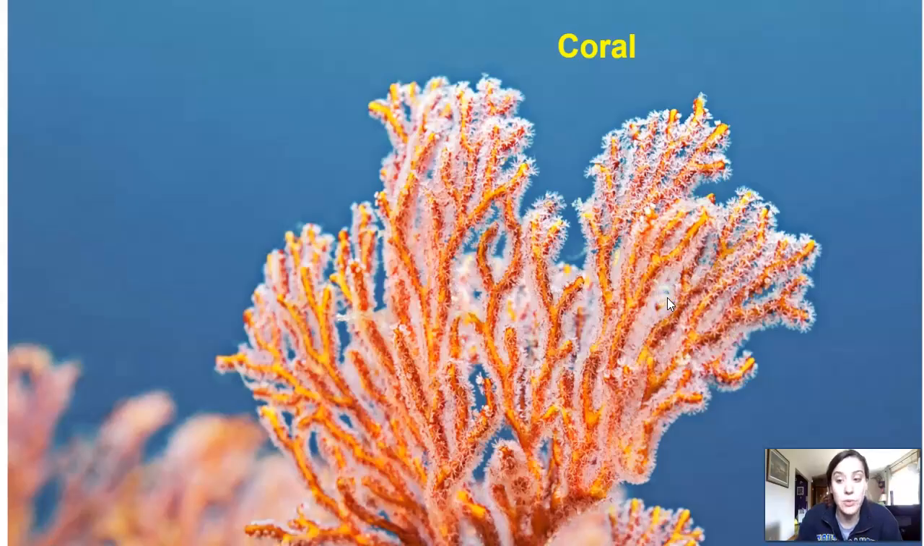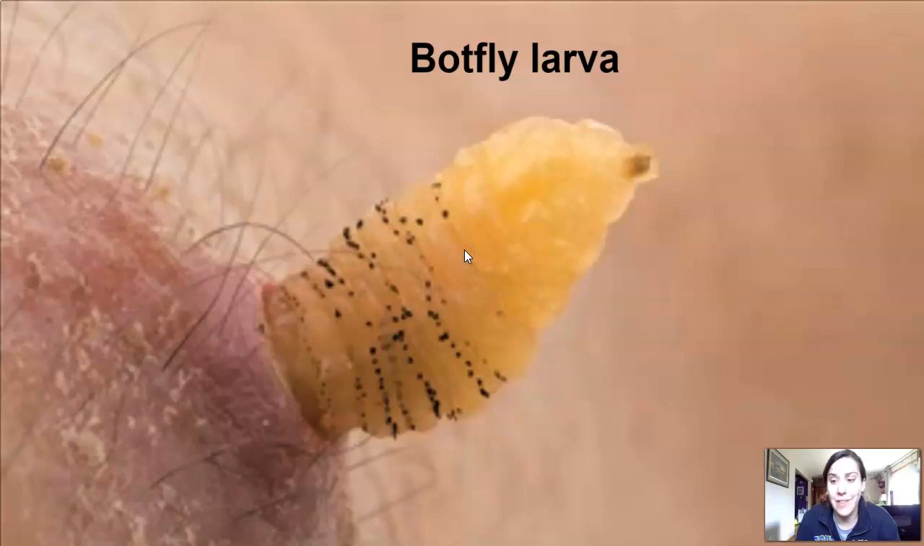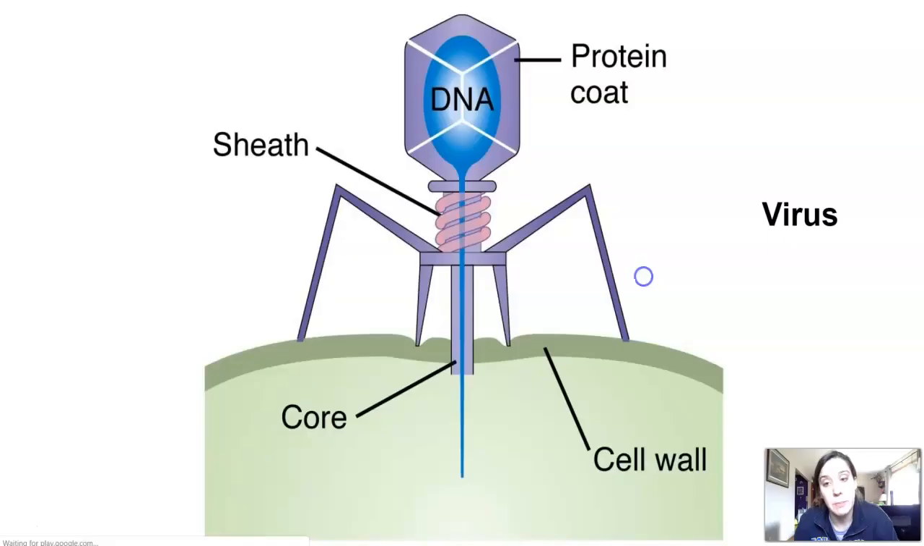Coral. Who knows about coral? Well, coral, they don't make their own food. So are they considered a plant? They're actually an animal. Next is a botfly larva. Gross picture, right? So they're also considered animals. They're an insect, so they're an animal. Heterotrophic, eukaryotic, lacks a cell wall, multicellular, and movement.